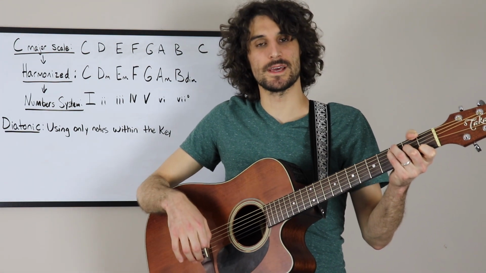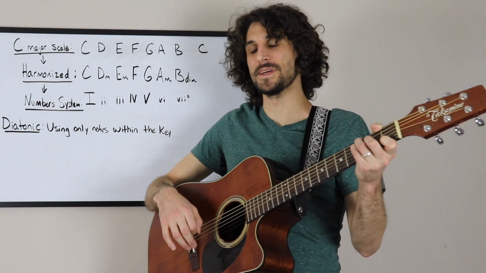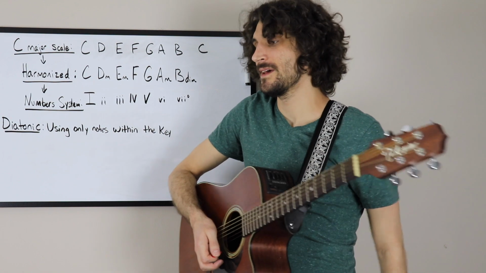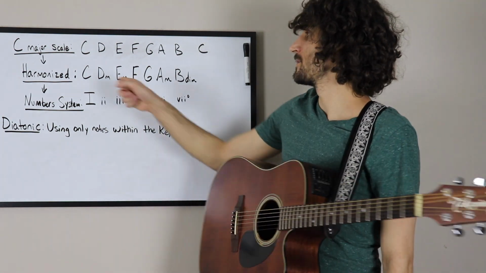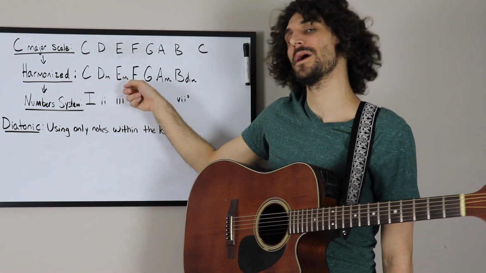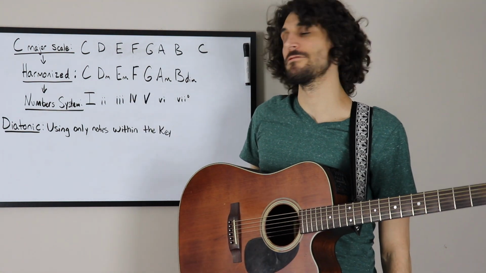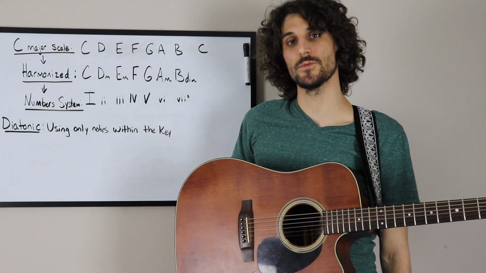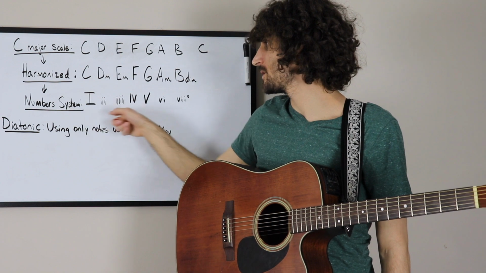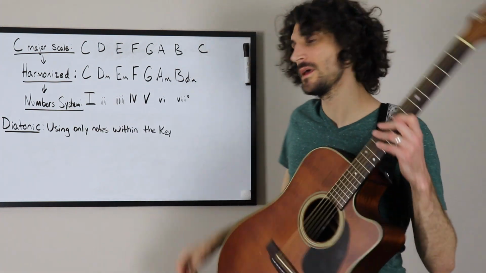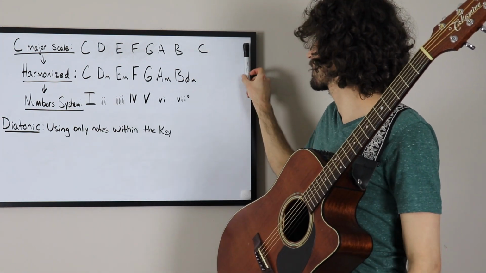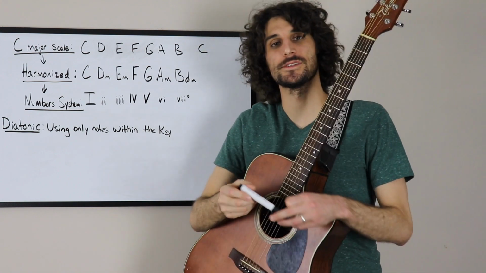Really, really consonant sounding, very nice, makes you feel good. So, like I said, it's a C chord followed by an F chord. Or, if we want to talk about it in terms of the number system, which we should, it's a 1-4 progression. A 1-4 progression is one of the most common progressions in music.